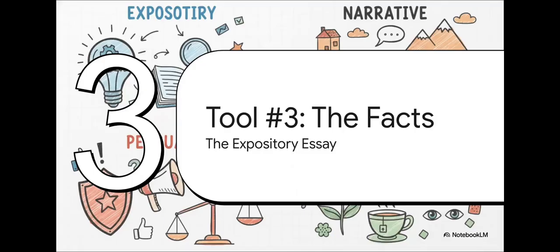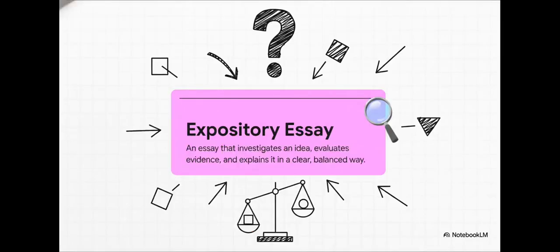All right, let's put down the paintbrushes and pick up the magnifying glass. Our third tool is all about explaining the facts, and it's called the expository essay. This is your absolute workhorse for any kind of objective writing. An expository essay doesn't tell a personal story or try to create a mood. Nope, its only job is to investigate a topic, look at all the evidence, and then explain it to the reader in a really clear, straightforward, and balanced way.